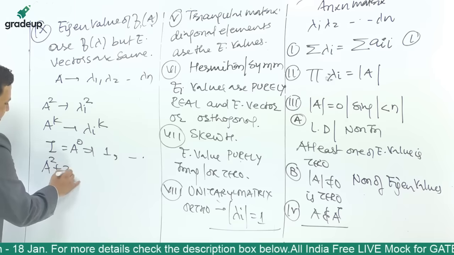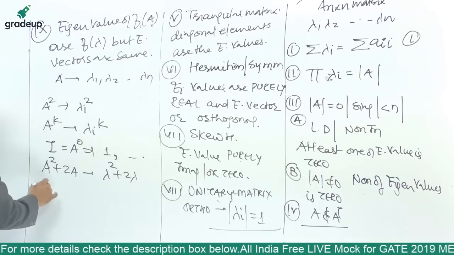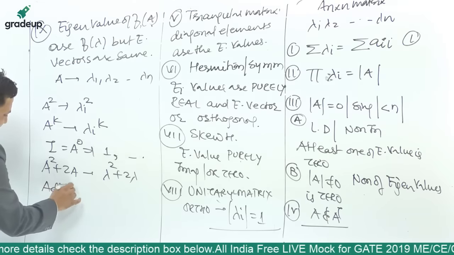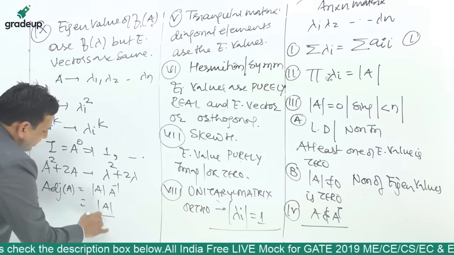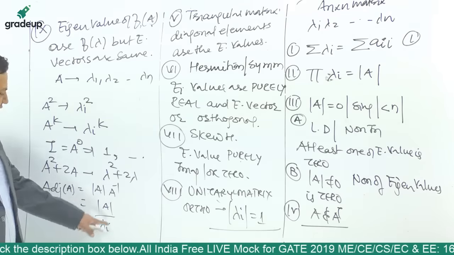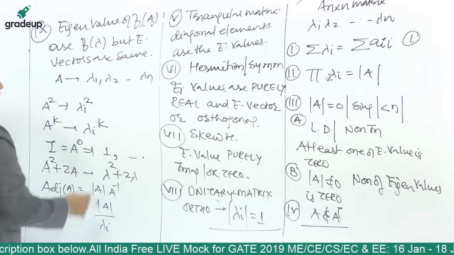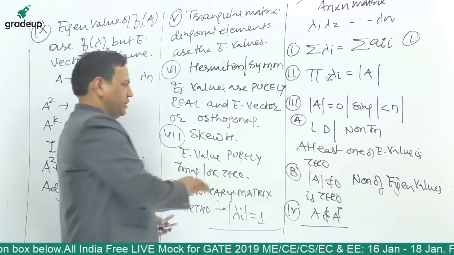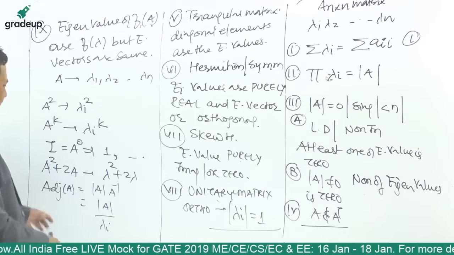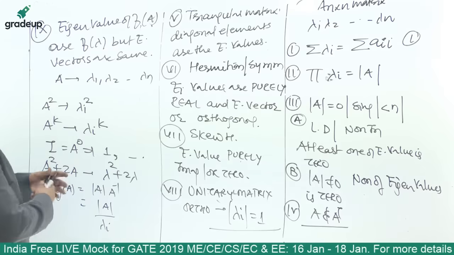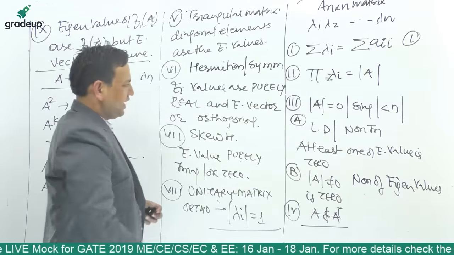If somebody says A square plus 2A, I will say lambda square plus 2 lambda. If somebody says adjoint of A, adjoint of A is nothing but determinant of A into A inverse, so it would be determinant of A upon lambda I. So replace the A with lambda and you will get the answer. This way you can calculate the eigenvalues of any matrix. I hope these properties are sufficient to get the eigenvalues. You can calculate the eigenvalue of every function, but the eigenvector will always be the same. There is no change in the eigenvector.